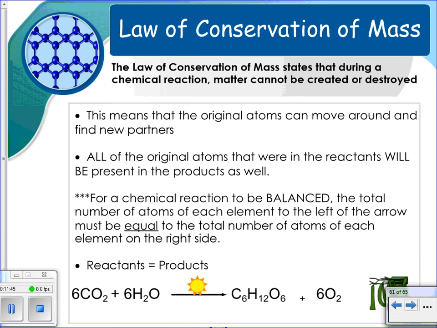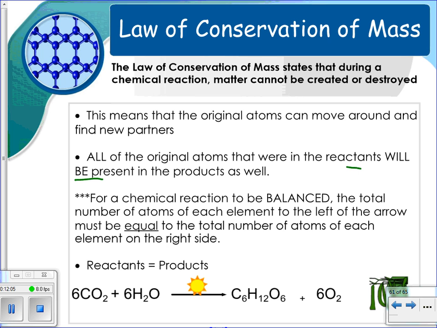The law of conservation of mass is that matter is conserved; it cannot be created or destroyed. So however many atoms you start out with, that's how many atoms you're going to end up with. Whatever mass you start out with, that's how much mass you're going to have in the end. All of the original atoms that were in the reactants will be present in the products.